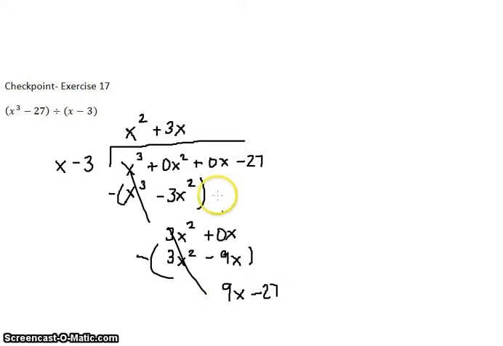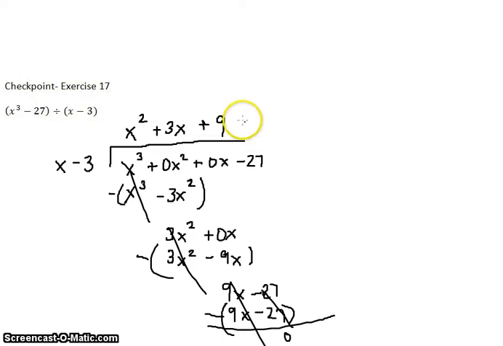I'm going to divide x into 9x, and I get a positive 9. We take 9 times x to get 9x, 9 times a negative 3 to get negative 27. And then I'm going to subtract these two things. There is nothing left, so there is no remainder. Here is my solution.